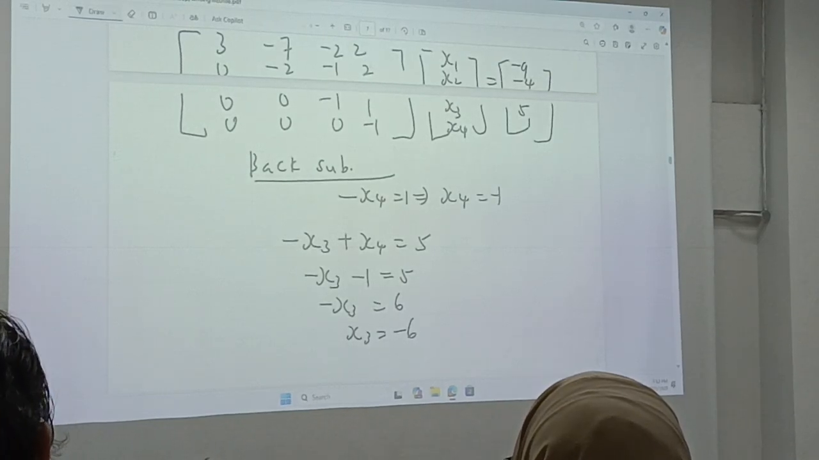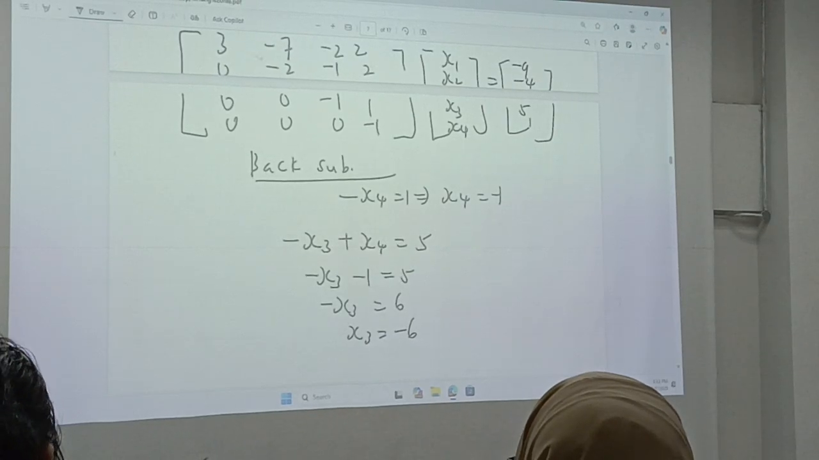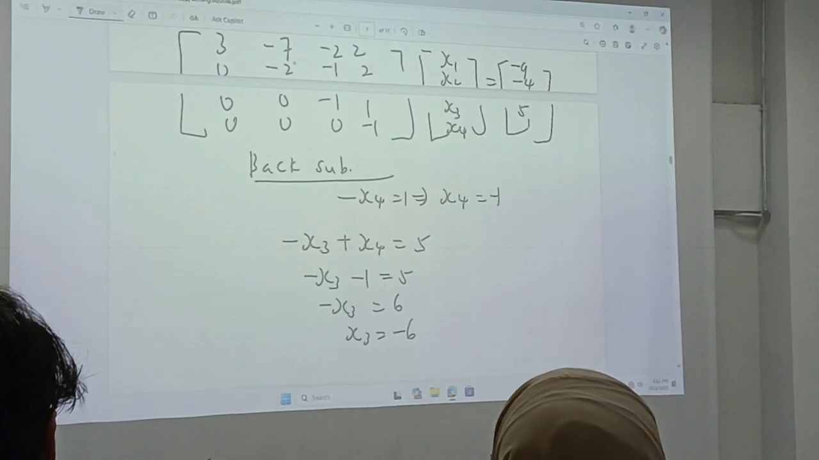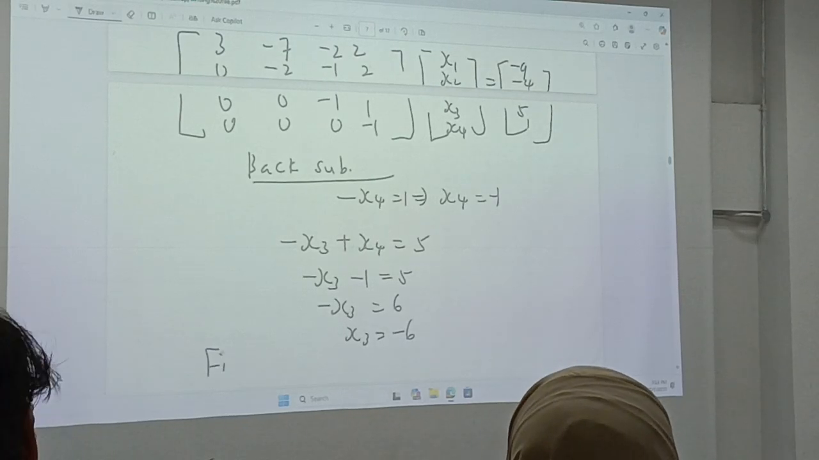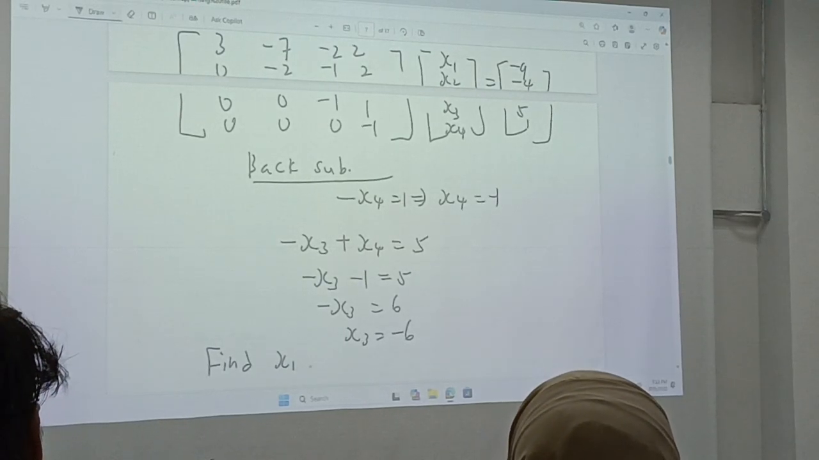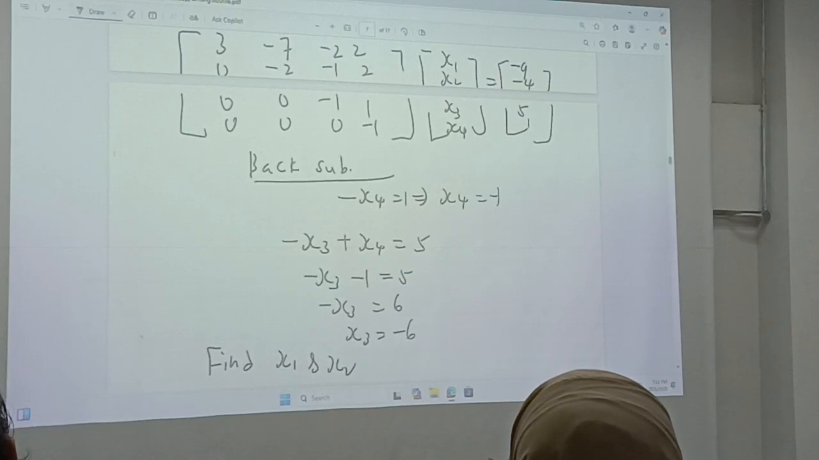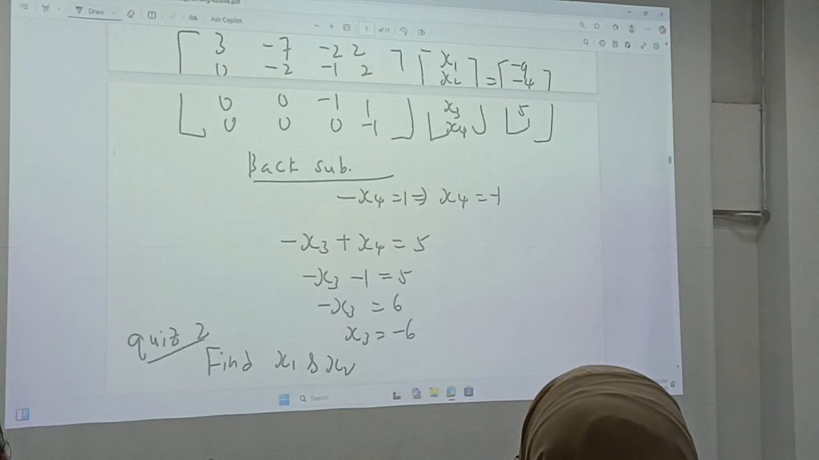And the last two, I want you to do as a quiz. Find X1 and X2. Quiz number 2 today, a simple one. Quiz 2: find X1 and X2.